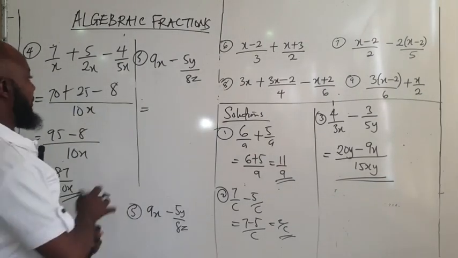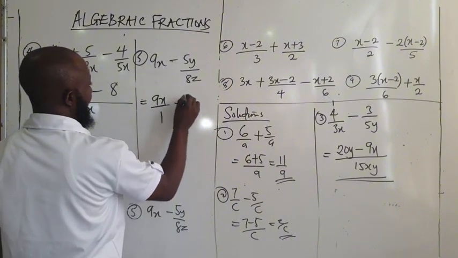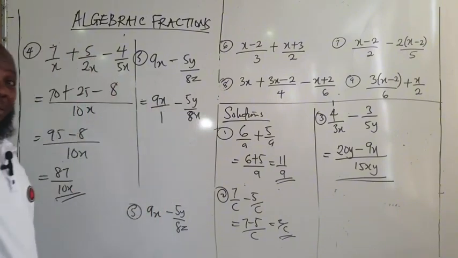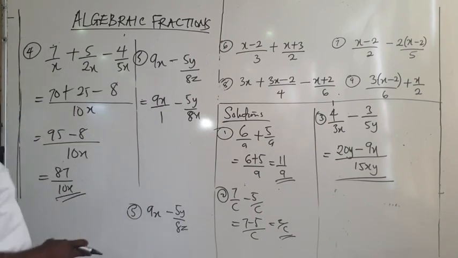How are you going to turn it to a fraction? So you just put 9x over what? 1 minus 5y over what? I hope I'm making sense. You can't write 1 over 9x. As you have it means it's over 1.